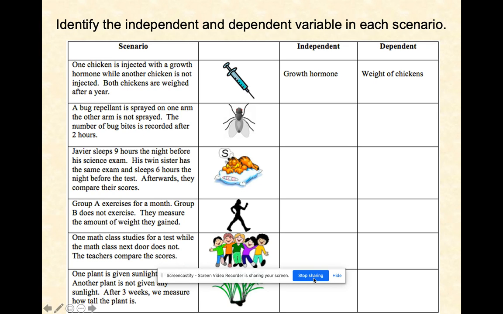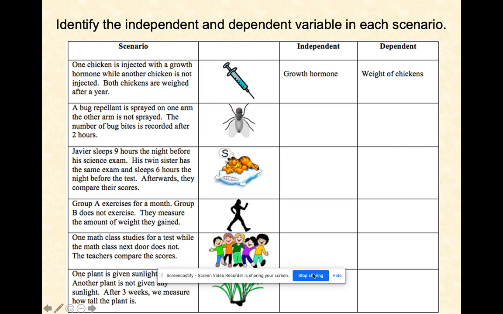Let's try the next one. Javier sleeps 9 hours the night before a science exam. His twin sister has the same exam and only sleeps 6. Afterwards, they compare their scores. The one thing they're changing, boys and girls, is the hours of sleep. That is our independent variable. What are they measuring? Test scores. Therefore, that's the dependent variable.